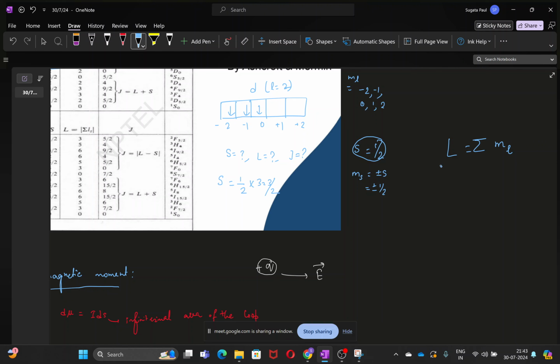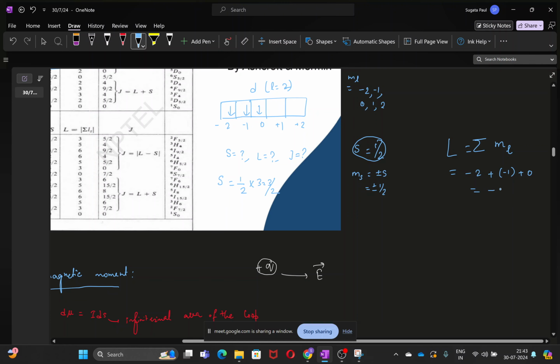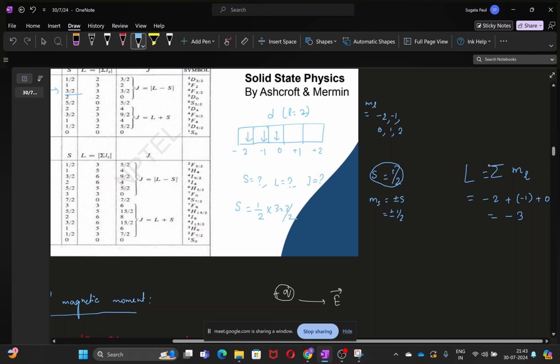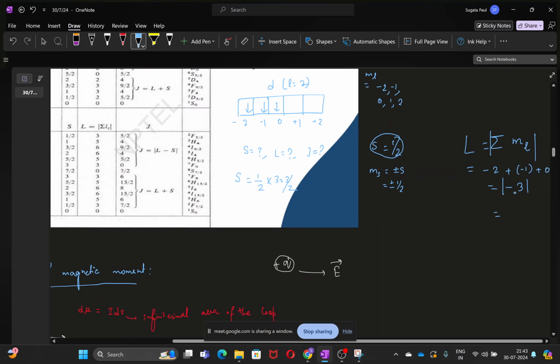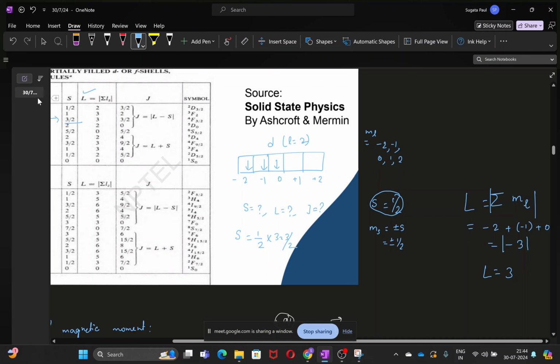So let us take the summation. For each electron, this for one electron is -2, then -1 plus 0. So this is basically -3. Okay, so you can take a mod value because L cannot be negative, right? The capital L value cannot be negative, so you have to take a minus, absorb that minus inside the modulus, and that L value is just 3. So this is your L value, which is coming as 3. It is again matched with our calculation.